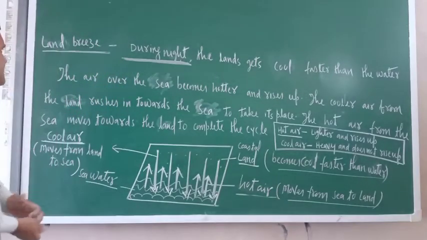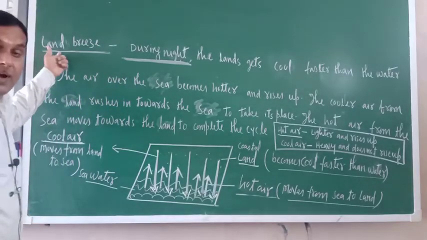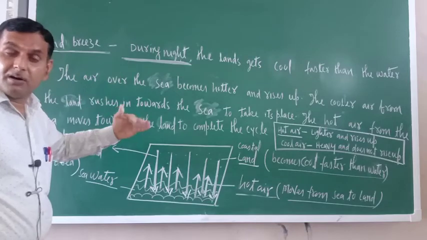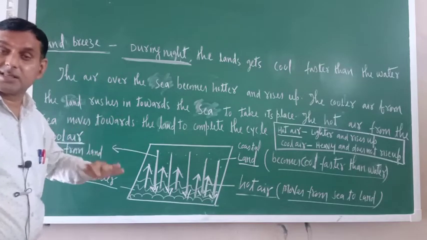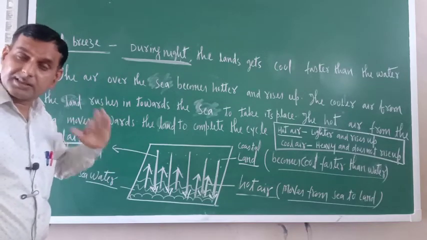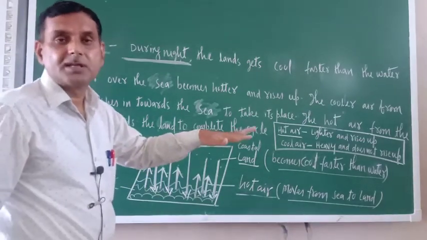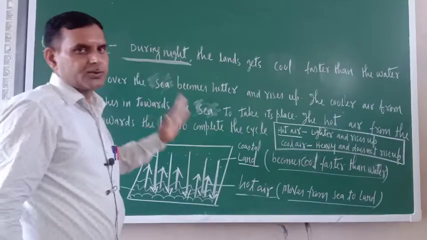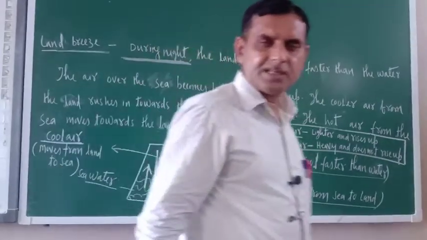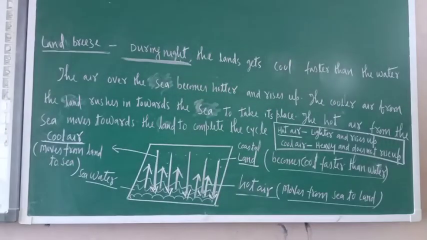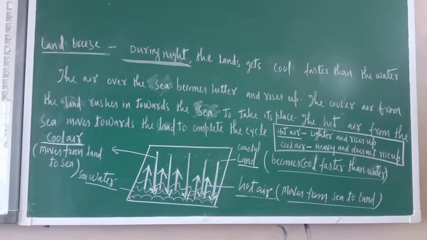So now this is called land breeze. Why is it called land breeze? Because from near the surface of land, cool air is moving from land to sea water. In this way your land breeze and sea breeze both are completed. I hope that you understood. So that's all for today.